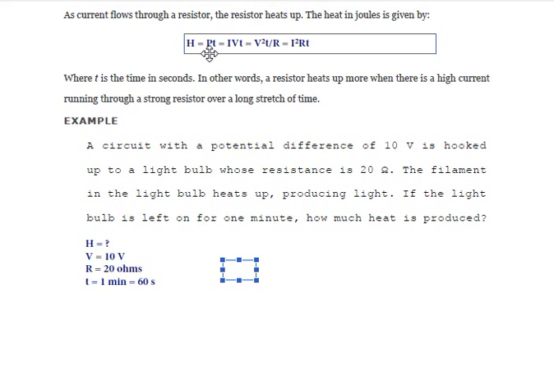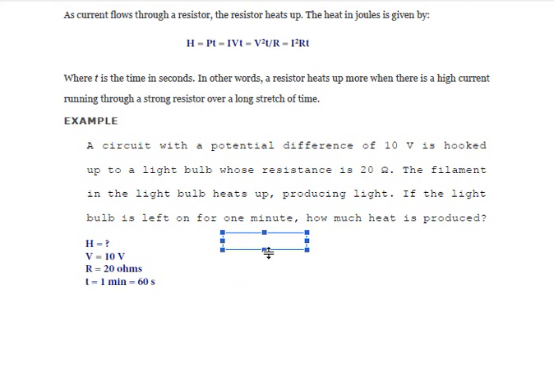So H, P, no, don't have that. IVT, no, don't have I. We could figure it out, but that would just be an extra step. V squared T over R, that's the one that we want to go for here. So H is equal to 10 volts squared. We're going to multiply that by 60 seconds, and then divide it by our resistance, 20 ohms.